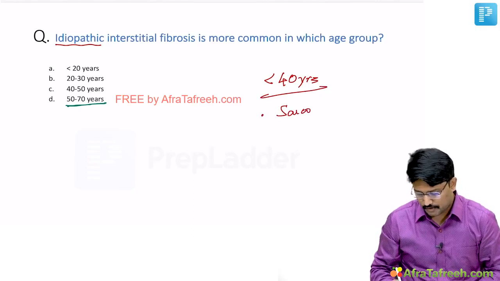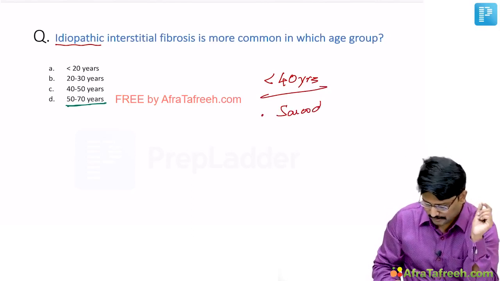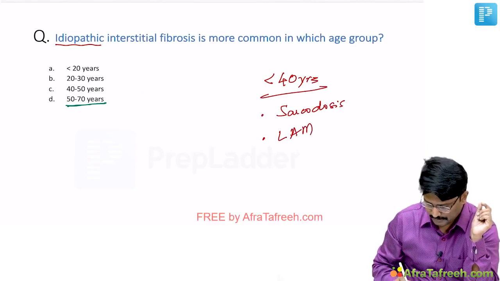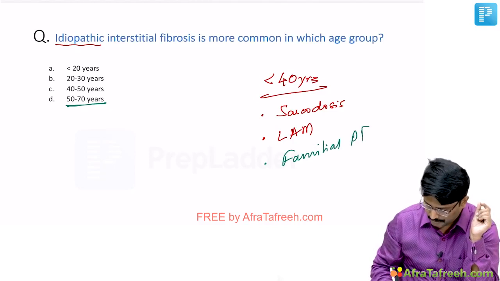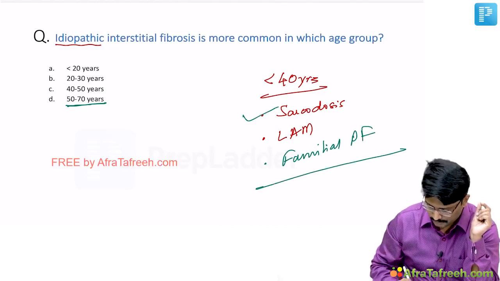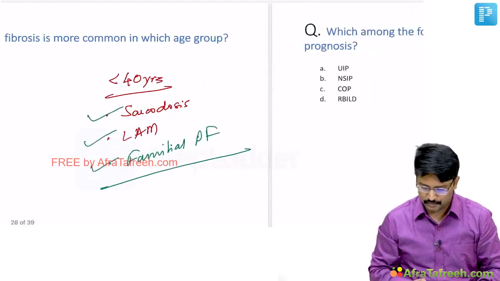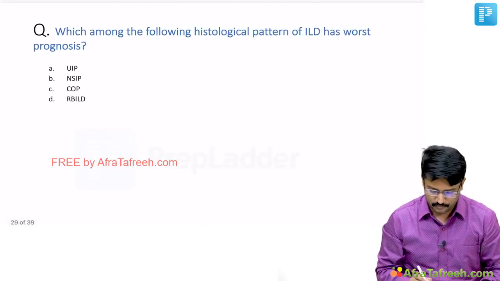All connective tissue disorder related ILDs, like sarcoidosis, then lymphangioleiomyomatosis and familial pulmonary fibrosis. Few more are there, but these are essential from an exam point of view, so I want you to remember. Let me take you through another question.